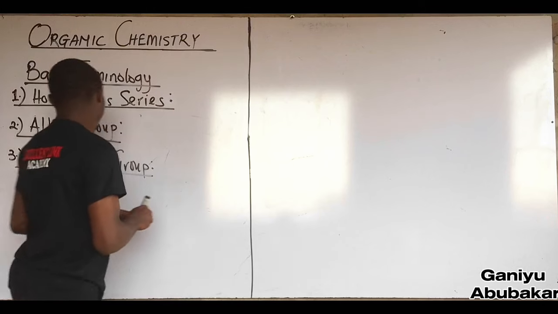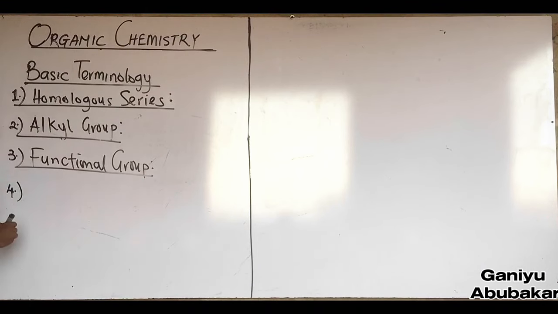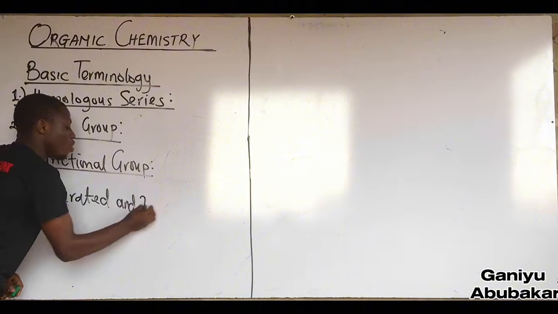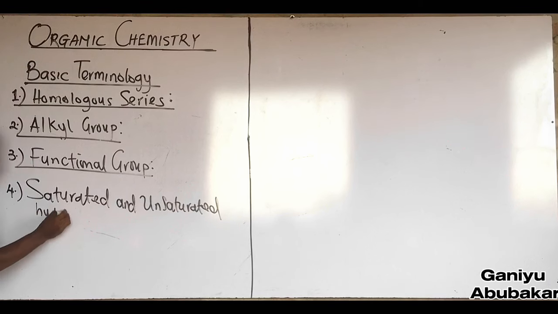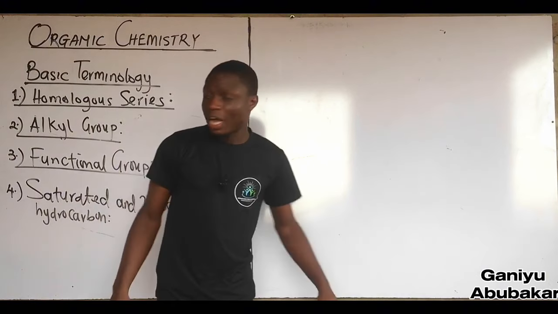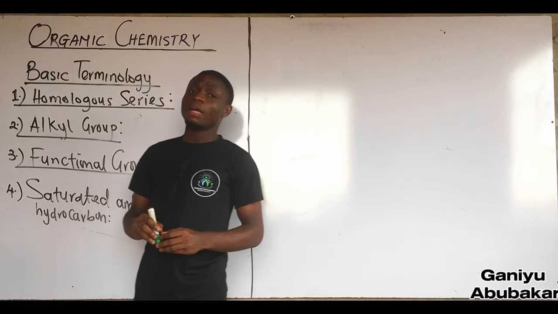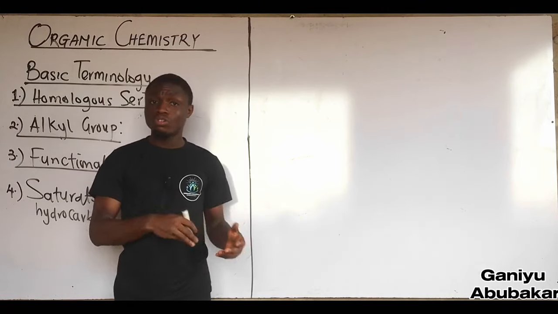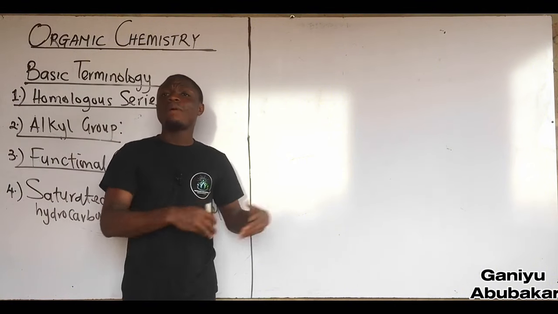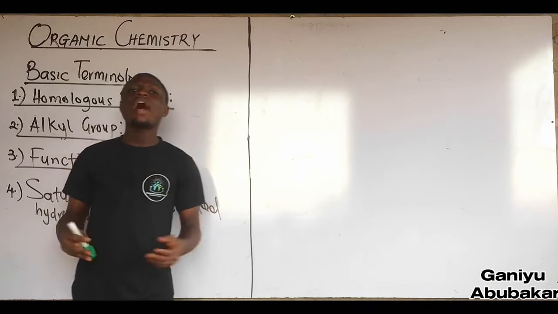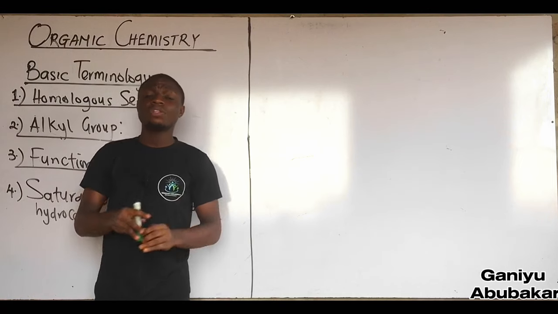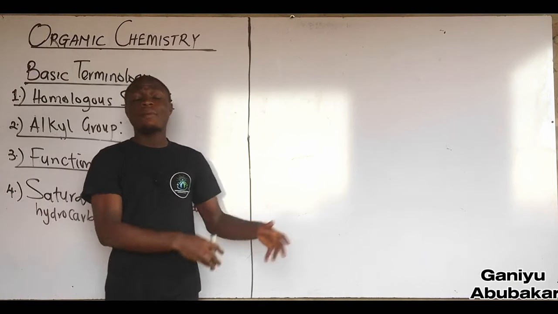Welcome back. The fourth terminology in the study of organic chemistry is simply saturated and unsaturated hydrocarbon. So let's discuss the concept of saturated and unsaturated hydrocarbon. Organic compounds containing carbon joined only by single covalent bonds are said to be saturated, while unsaturated hydrocarbons are simply organic compounds that contain a carbon-carbon double bond or carbon-carbon triple bond.